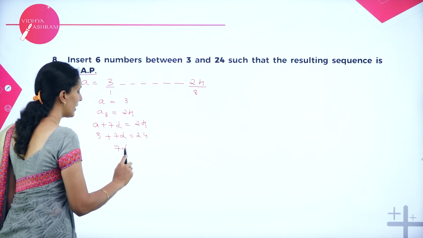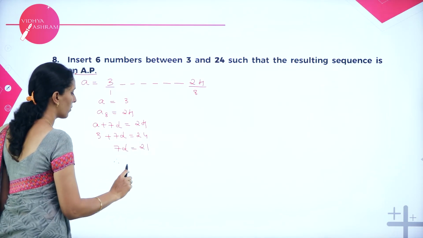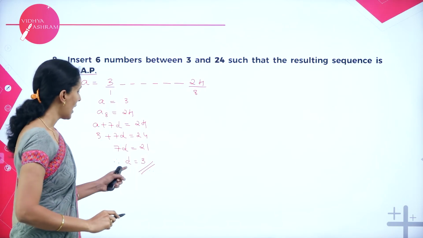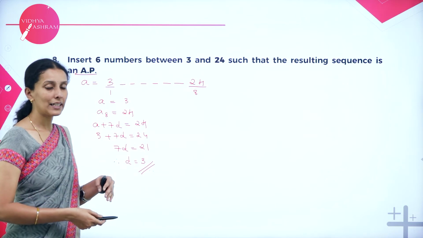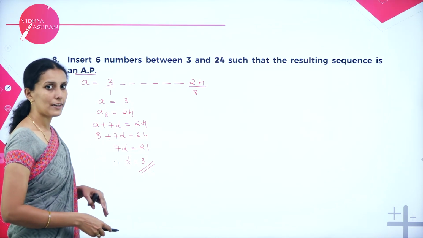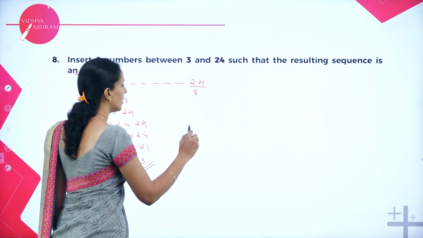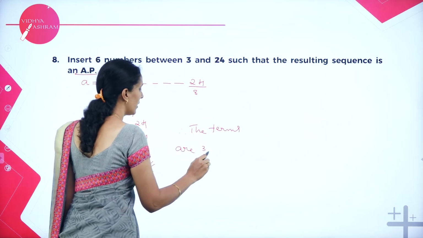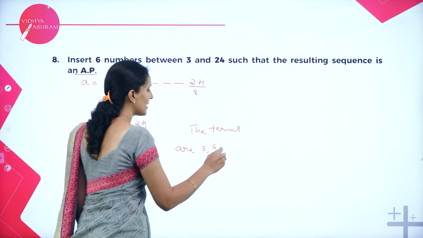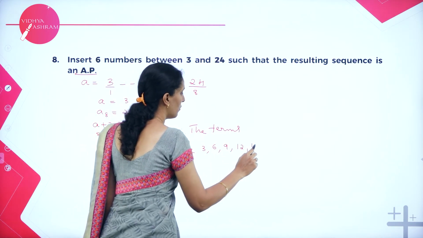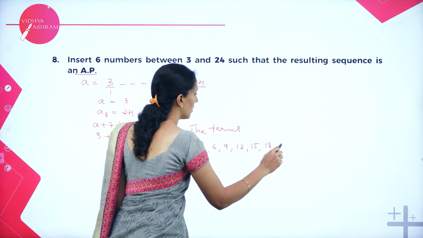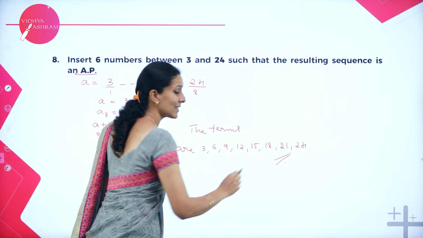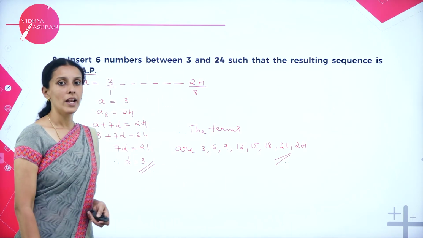We got 7D is equal to 21. So therefore, D is equal to 3. So now we got the first term as 3 and the common difference is 3. So go on adding the 3 to the next term, you will get the sequence. So therefore, the terms are: 3, 3 plus 3, 6, plus 3, 9, 12, 15, 18, 21, 24. So this is the resulting sequence. We have 1, 2, 3, 4, 5, 6 numbers between these two numbers.